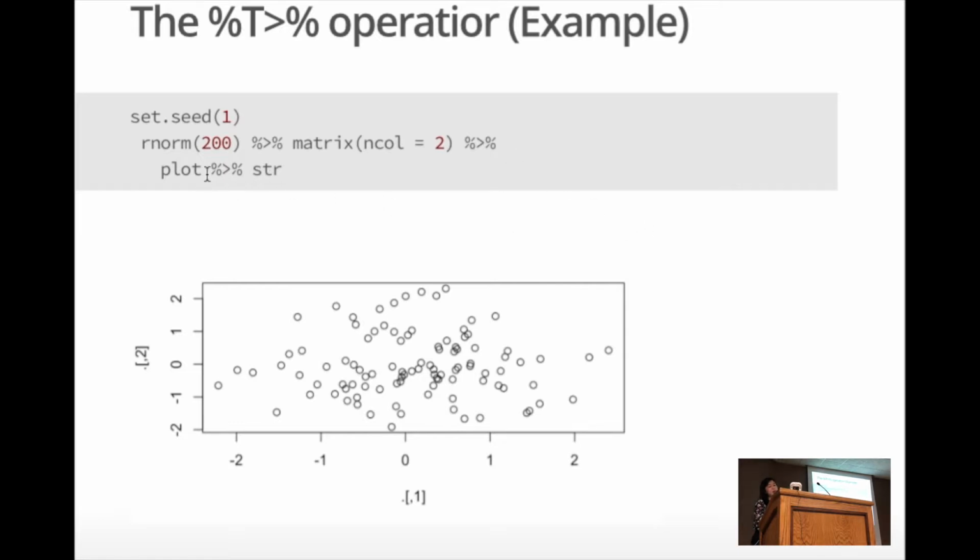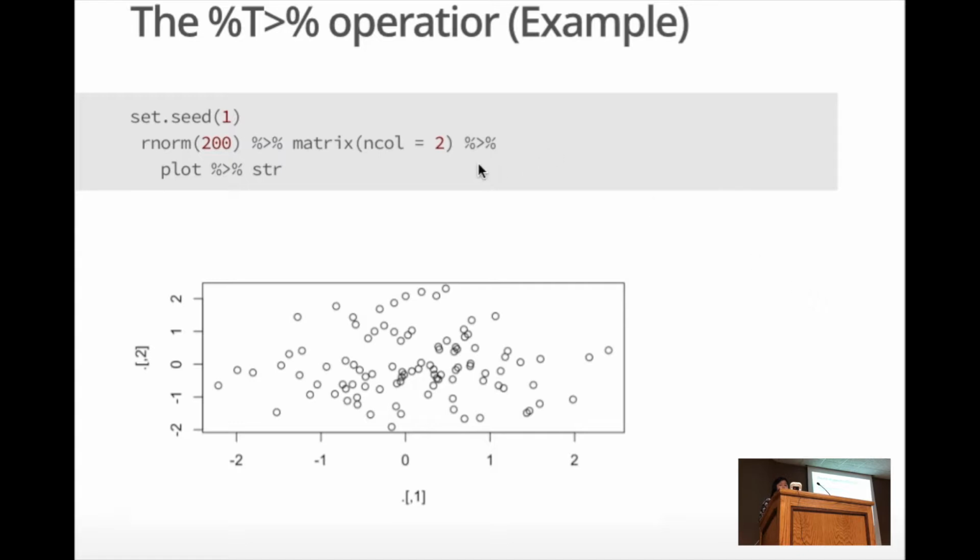So I have a plot function here, and I have a str function here. If I just use the forward operator, I can only get a plot, but I get nothing from the str function. In this case, because I put my matrix into my plot function, the result I got is a plot. The str function cannot get anything from the plot.